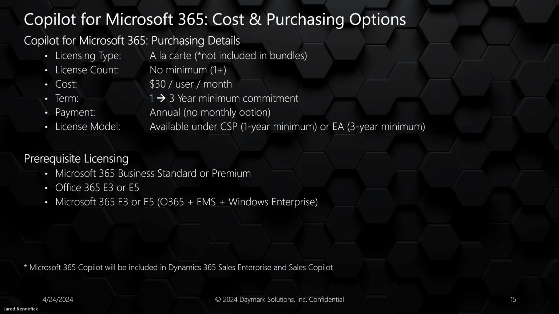From a prerequisite perspective, you do have to have M365 Business Standard or Premium. You need to have Office 365 E3 or E5, or Microsoft 365 E3 or E5 licensing. And down here, I just show that there are a few select bundles which do include Copilot for M365, those being Dynamics 365 Sales Enterprise and Sales Copilot. Both include the Copilot for M365 licensing, but that is an exception.